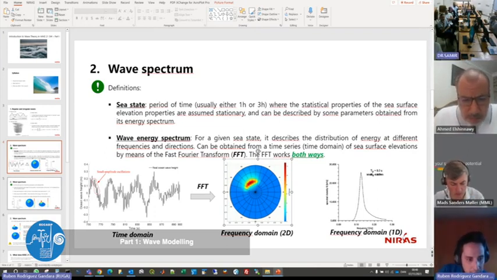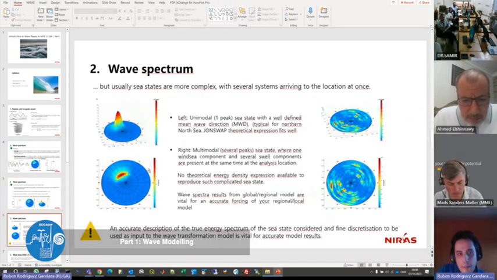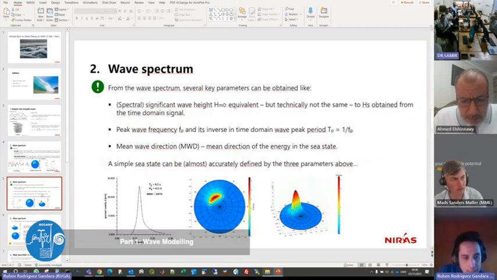All the things that I showed you were basic definitions of the parameters that you can get from analyzing, from observing the 2D spectrum. And these are parameters that you will be using in coastal engineering every single day. So it is very important for you to have these concepts clear in your mind, which are the significant wave height, the peak wave period, the peak wave frequency, and the mean wave direction.